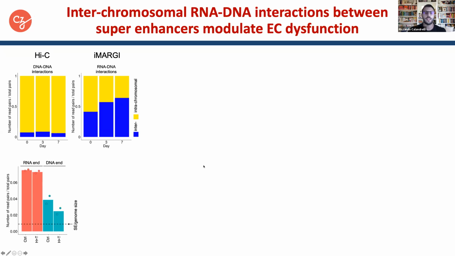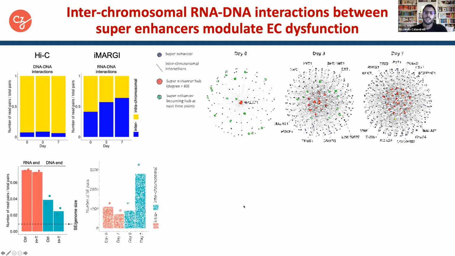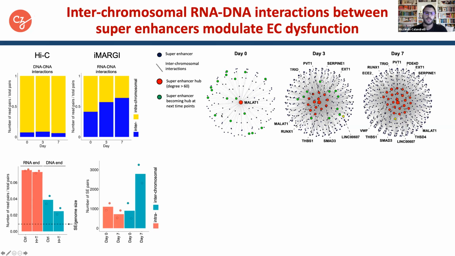Moreover, we also observed that a lot of these chromatin-associated RNAs were transcribed from and targeting super-enhancers, as you can see here. So we thought that changes in gene expression in dysfunctional endothelial cells could be caused by inter-chromosomal RNA-DNA interactions between super-enhancers. Indeed, if we represent super-enhancers in interaction networks, you can clearly see how the number of interactions increases over the time course, and also how several central hubs that become active in the 3 and the 7 day samples are super-enhancers overlapping critical genes in EC dysfunction, as we labeled here.